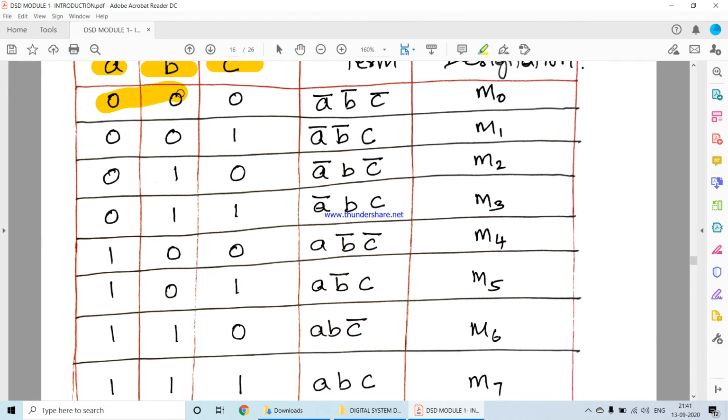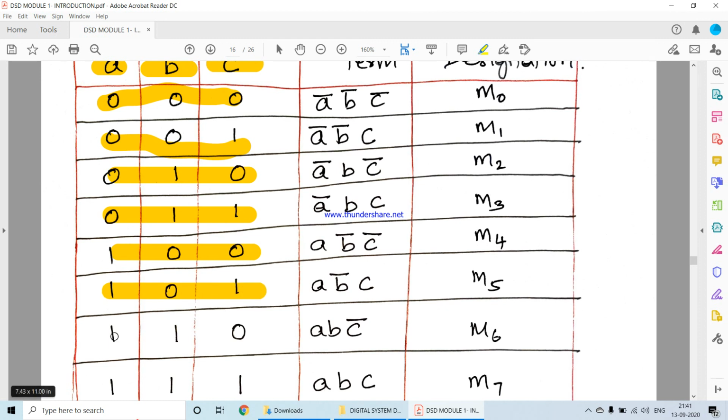That is 000, 001, 010, 011, 100, 101, 110, 111. Here the decimal value of the first is 0. The decimal value of the next will be 1. For the next binary bits, the decimal value will be 2. For the rest it is 3, 4, 5, 6 and 7. 0 to 7. I have written 8 different conditions. 3 inputs, 2 power 3 equals 8. So I get 8 different conditions.